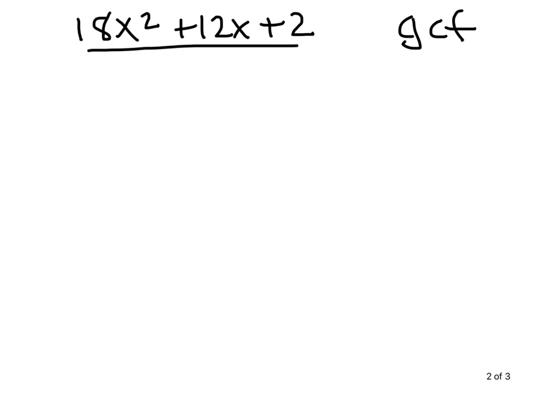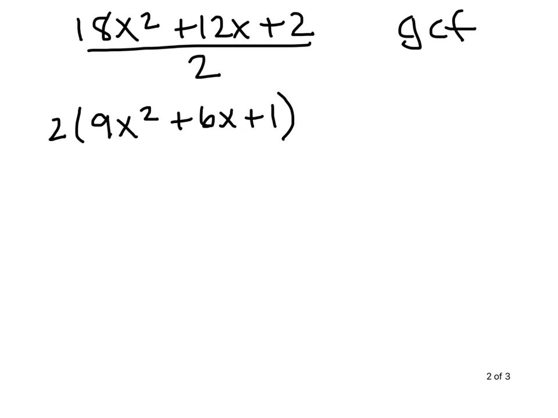For number 18, you had 18x squared plus 12x plus 2. Again, we want to see if we can find a greatest common factor, and we can definitely divide everything here by 2. Now, you don't have to divide this one by 2, but it definitely simplifies the problem, and so that's what we want to look for. Anything to make this easier, right? So we factor out a 2, and that leaves us with 9x squared plus 6x plus 1.